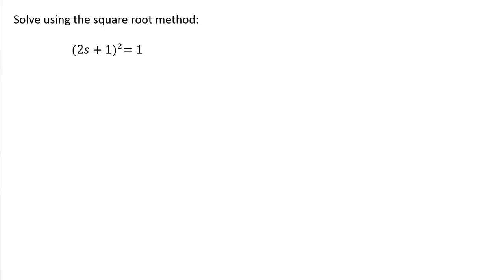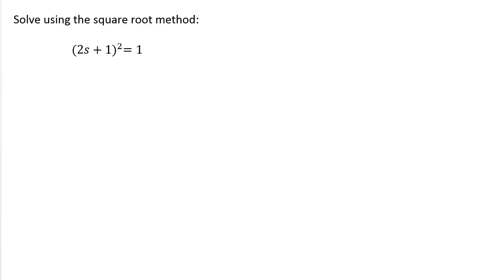Hello, hello. So we have a few problems here solving quadratic equations. Everything from using the square root method, like the first one, to using the quadratic formula to an application problem. So I want to go through 6 problems with you. The first one says solve using the square root method.